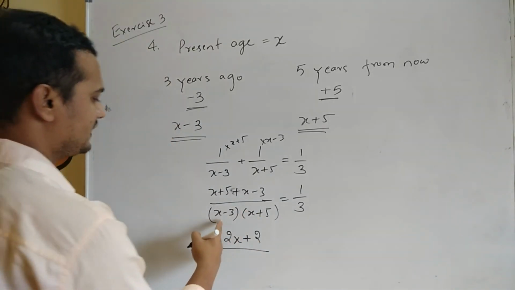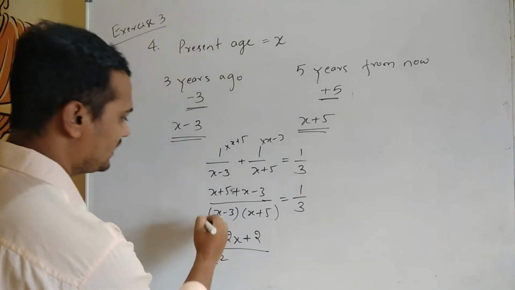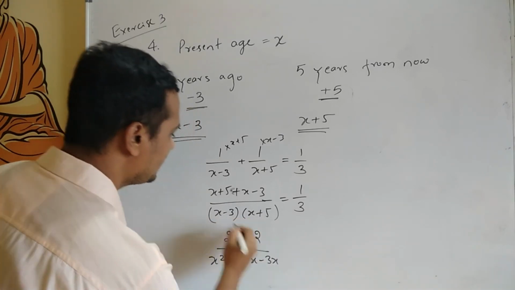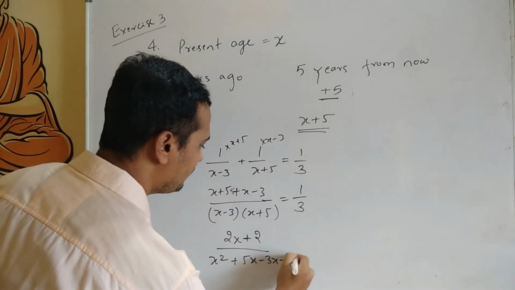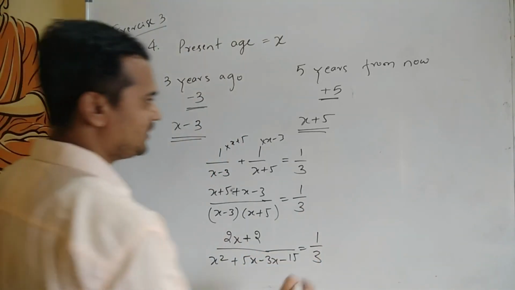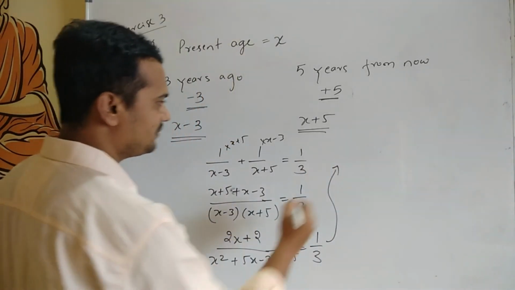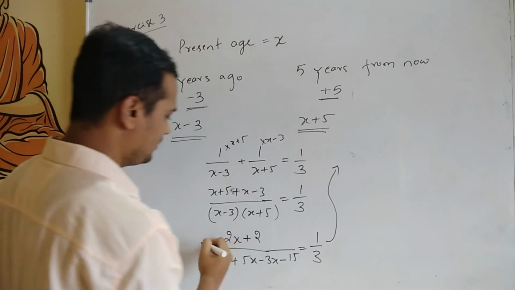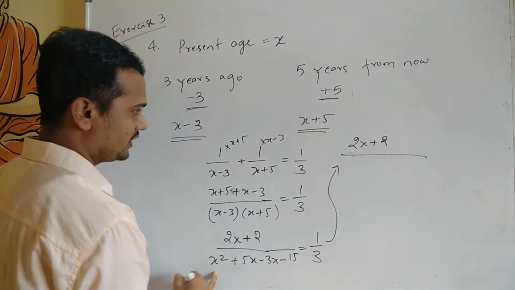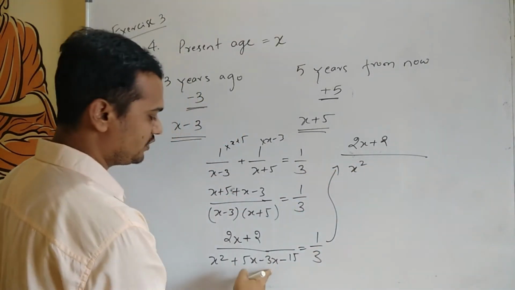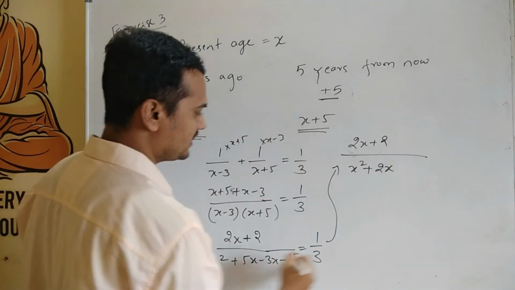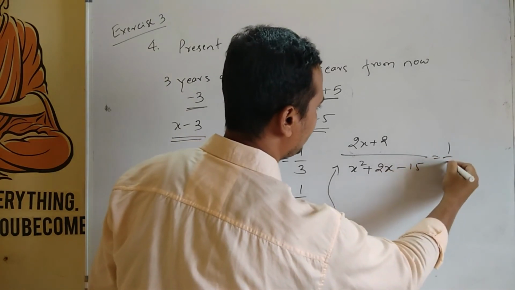So that will give x into x is x square, x into 5 is 5x, minus 3 into x is minus 3x, 3 into 5 is minus 15, which is equal to 1 by 3. Right? So if I simplify this again, what will I get? Keep this as it is, or you can take 2 outside, but just keep it as it is. Later you can take it. 2x plus 2 divided by, keep x square as it is, and then we have 5x and 3x here. So what I will get? Plus 2x, and then minus 15, as it is equal to 1 by 3.